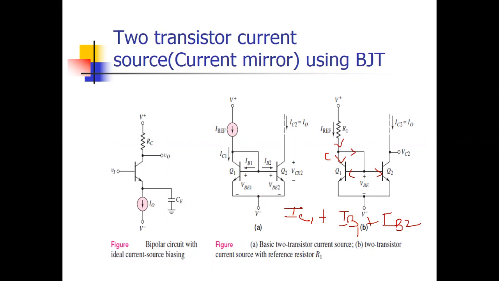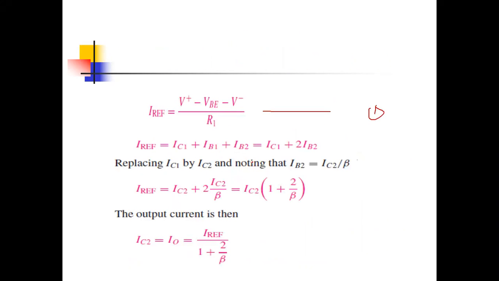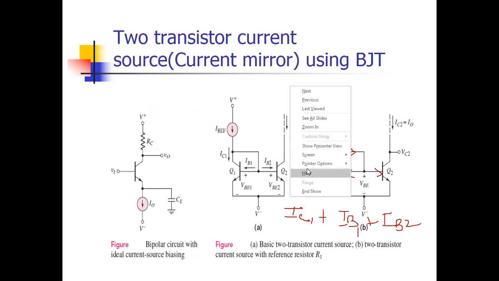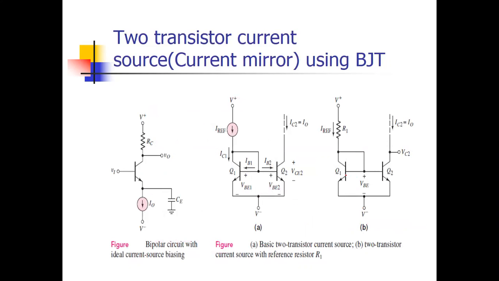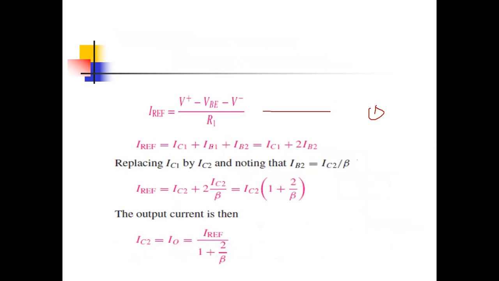Again, listen carefully. We are calculating the current in this part, that is I reference, and that I reference is divided in two directions. One is at the collector of Q1, that is IC1. The other is at the base of both transistors, that is IB1, IB2. So I reference equals IC1 plus IB1 plus IB2. Since we have taken two identical transistors, both base currents will be equal. So IB1 plus IB2 we can write as 2IB1 or 2IB2. That depends on you.